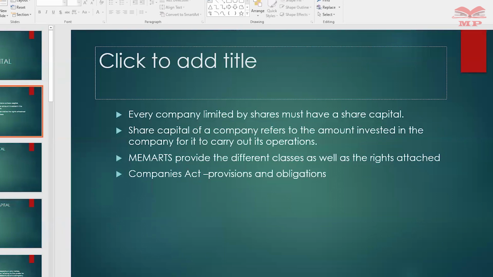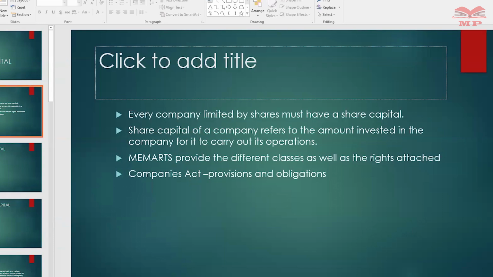The memorandum and articles of association provide for the different classes. You remember we talked about ordinary shares, preference shares, as well as equity shares. These conditions and these classes are provided for by the memorandum and articles of association.